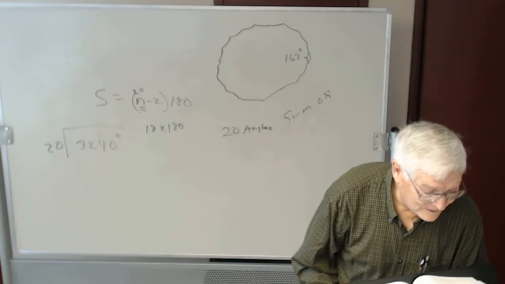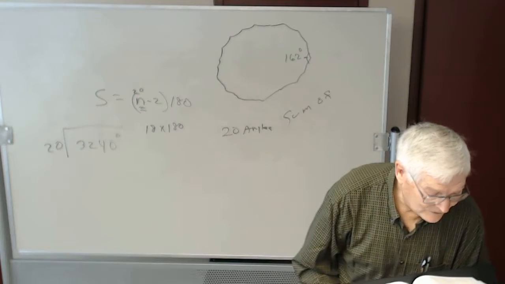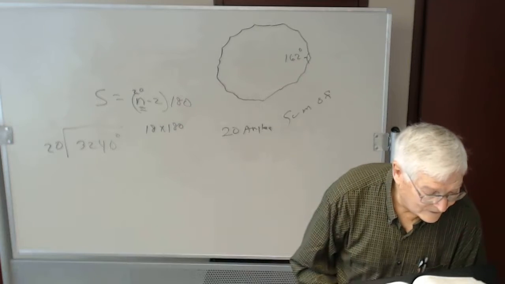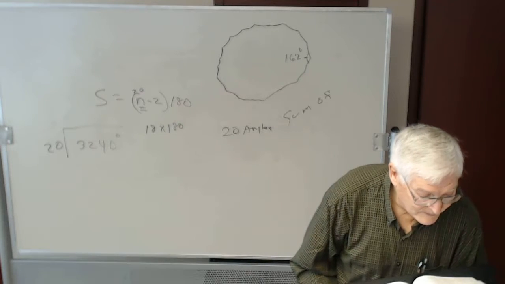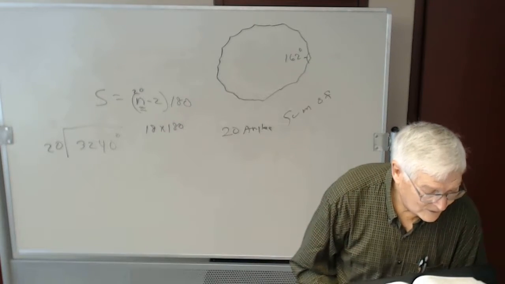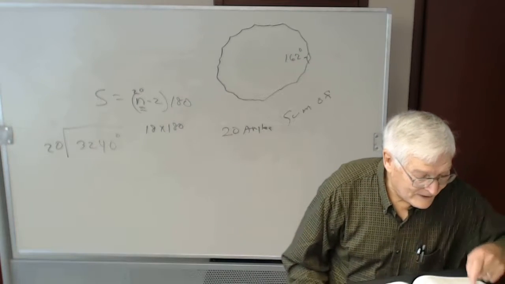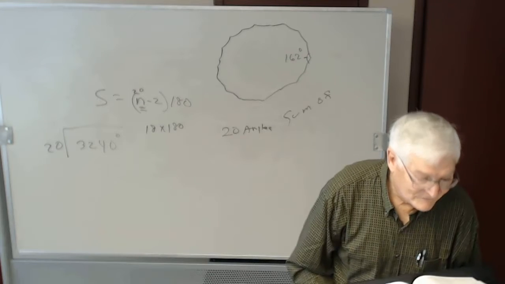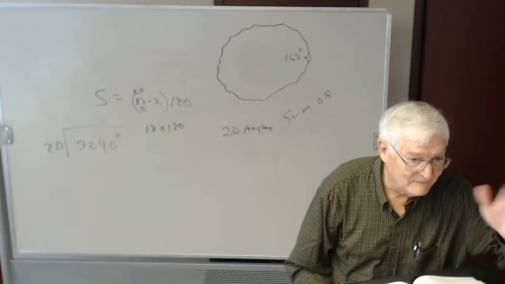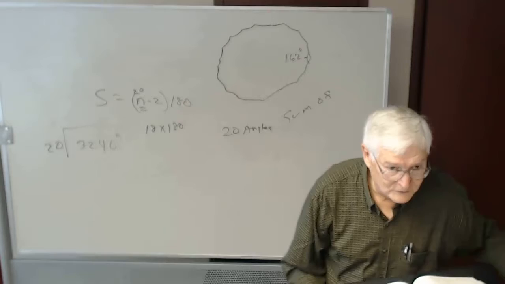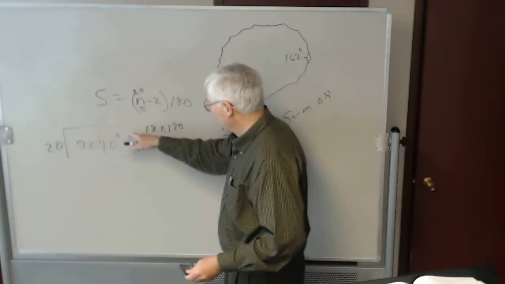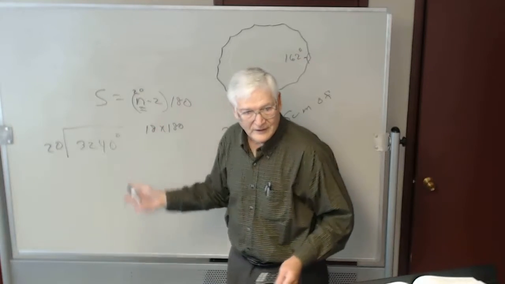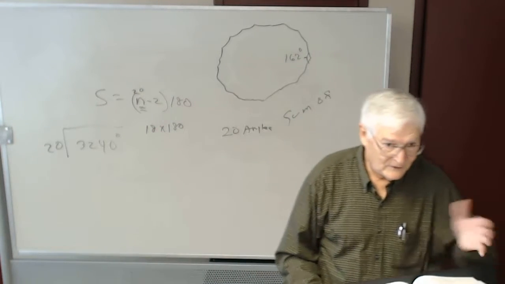Problems 53 to 58. Stop when you get to 57. Find the measure of one angle for each polygon. So, how many sides does a pentagon have? 5. So for number 53, put down 5. That would be the number you use in the formula. You would go S equals n minus 2 times 180, and it would be 5 minus 2 times 180. You follow what's going on?